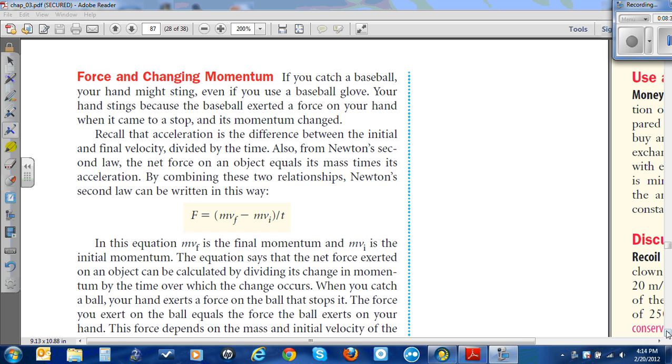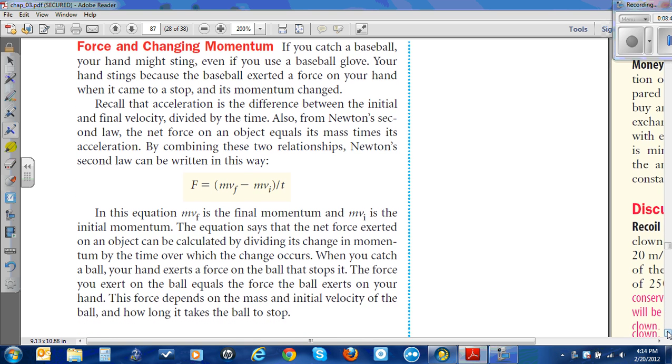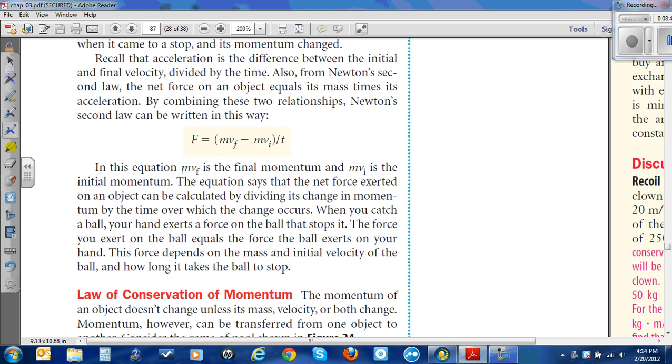Force equals mass times final velocity minus mass times initial velocity, divided by time. In this equation, mvf, or mass times final velocity, is the final momentum, and mvi is the initial momentum. The equation says that the net force exerted on an object can be calculated by dividing its change in momentum by the time over which the change occurs.